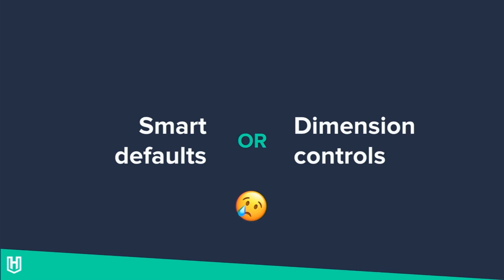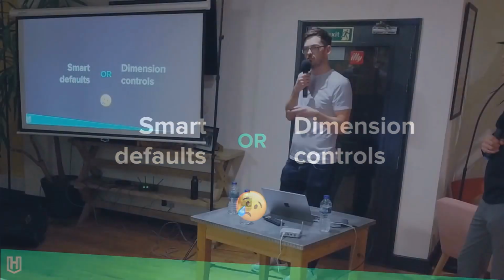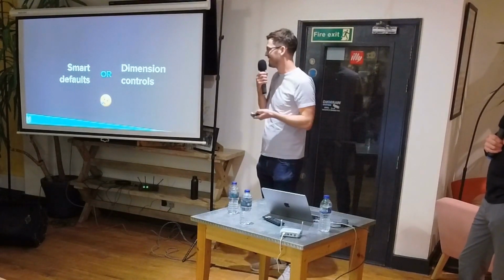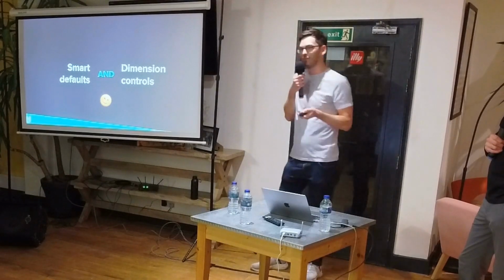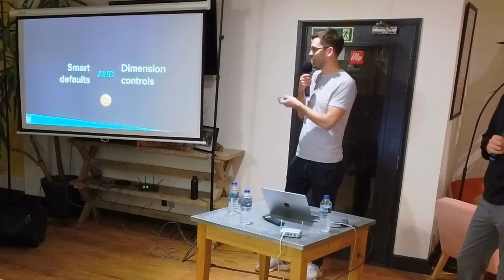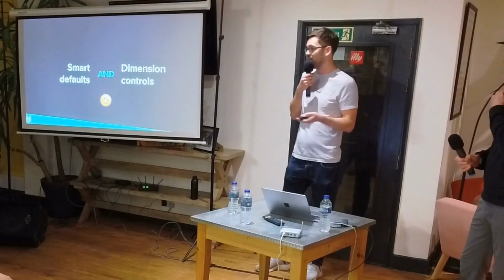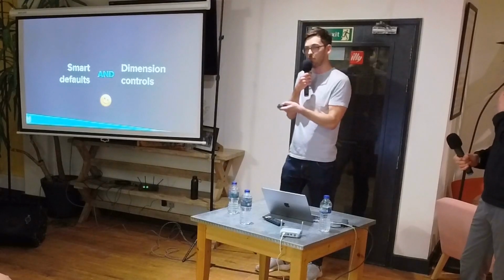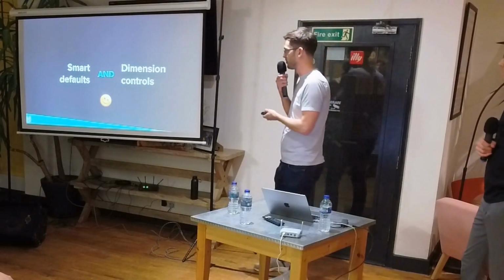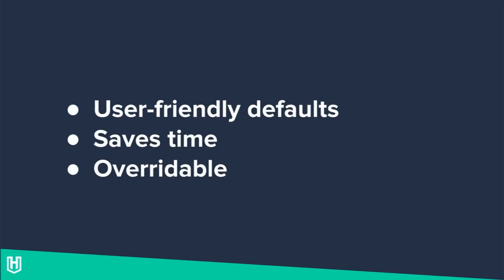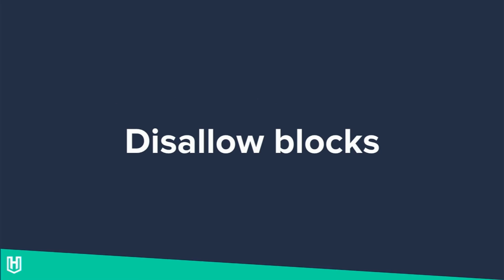But I thought that clashed with this new dimensions panel world. It turns out it doesn't. This was a little revelation for me, that we could have both of these things. Now our themes have the smart defaults cooked in, but you can override them with the dimensions panel. It really is the best of both worlds. That was a bit of a game changer for me. Now we have user-friendly defaults, which saves time, but they're overridable if you need to for any particular reason.